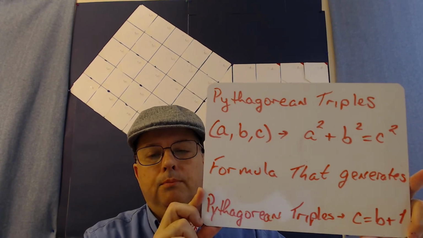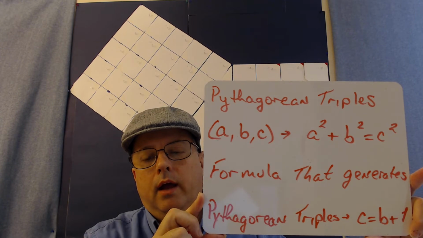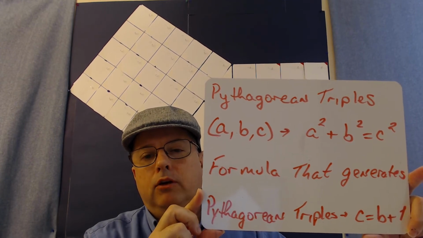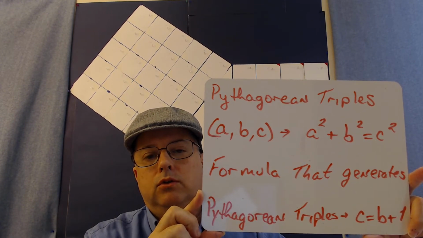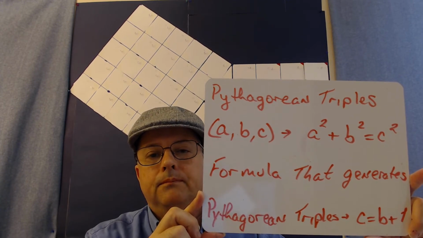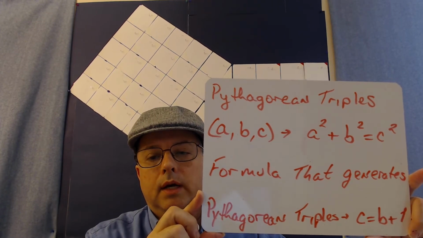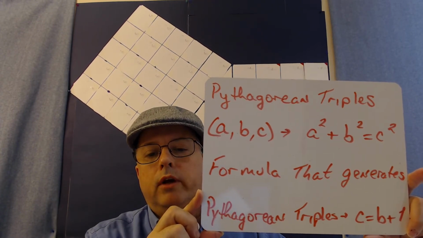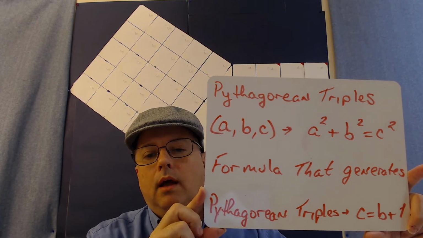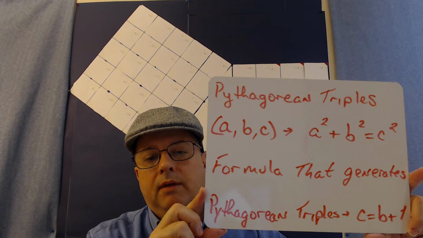Okay, and so in the previous episode we talked about the Pythagorean theorem, and we talked about Pythagorean triples. Those are solutions for the Pythagorean formula, the Pythagorean theorem. And now we're going to get into a formula that generates Pythagorean triples where the c value is one more than the b value.